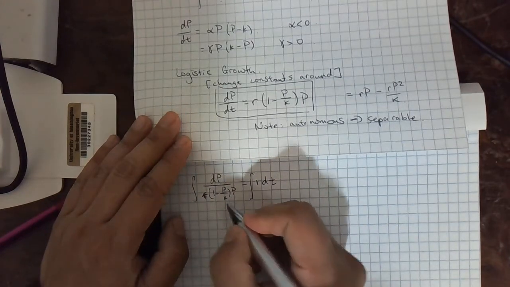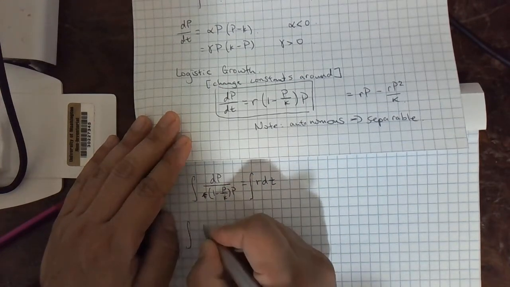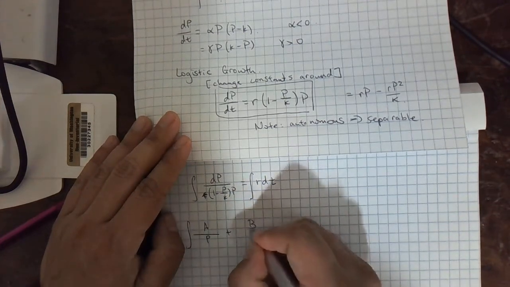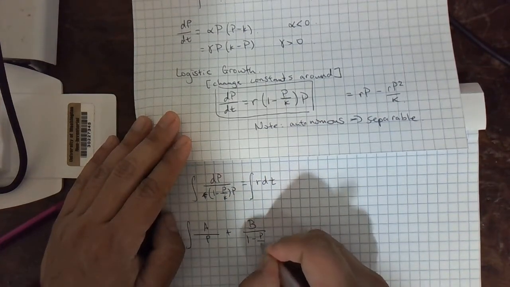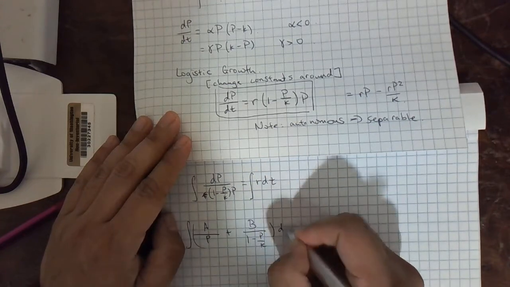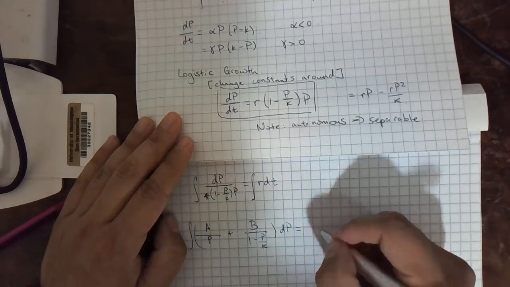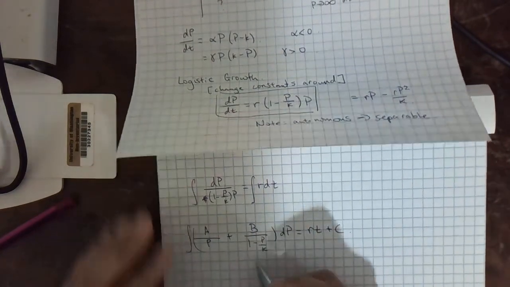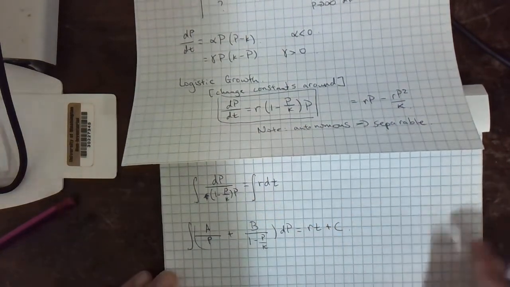And then we need partial fractions. So the left side is going to be in the format a over p plus b over 1 minus p over k. This is dp. And the right side we can actually integrate directly. This is rt plus a constant. Okay, let's figure out what a and b are.